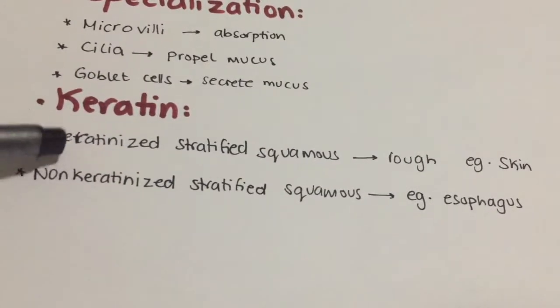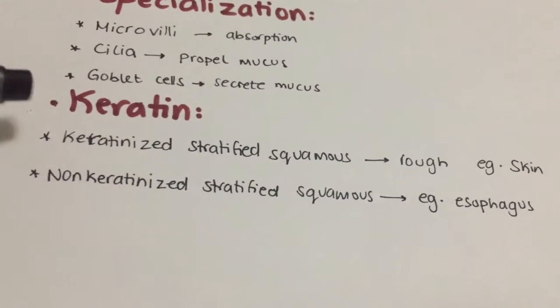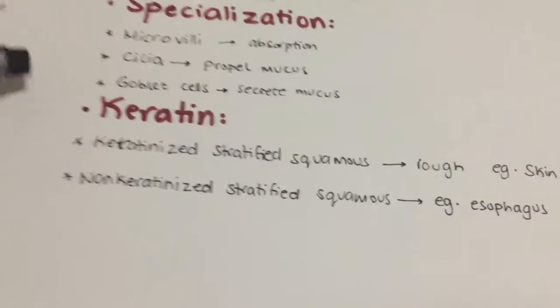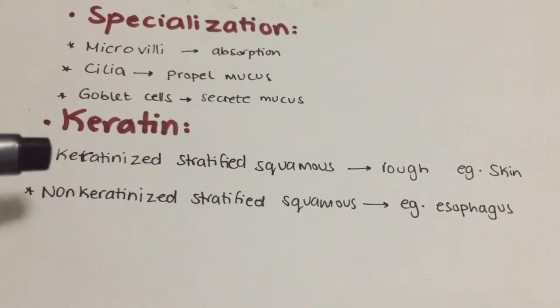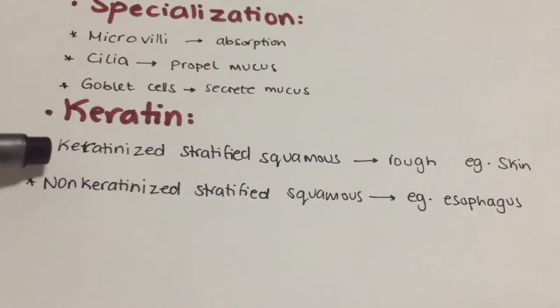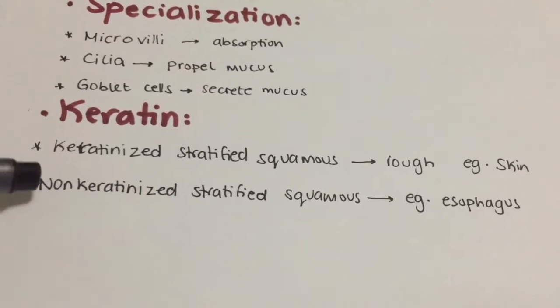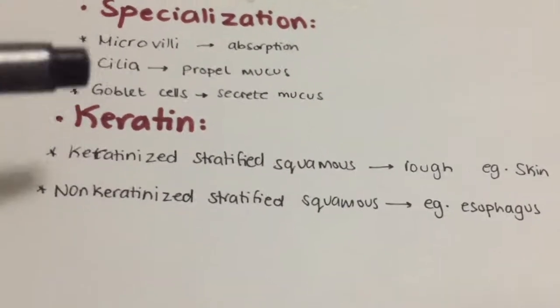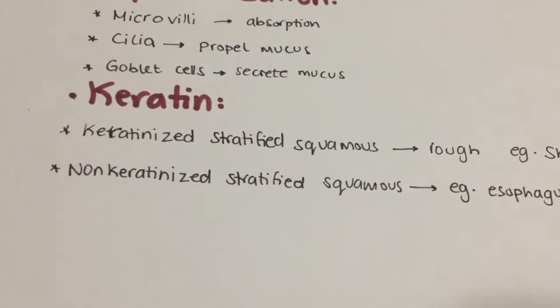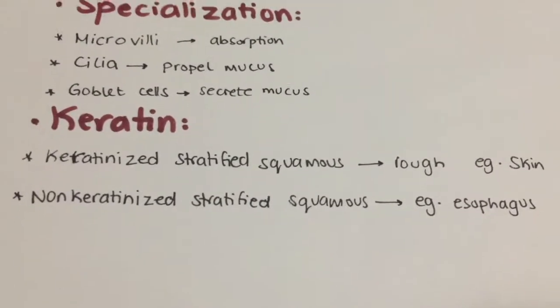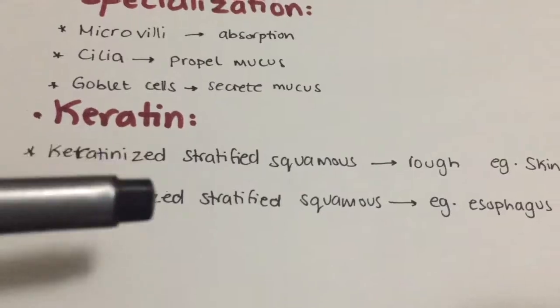So for example, in the skin, it helps when there are some external substances that are going to act on the surface. Non-keratinized is for when there isn't that much of a threat, or when there's no need for extra protection. So for example, in the esophagus.